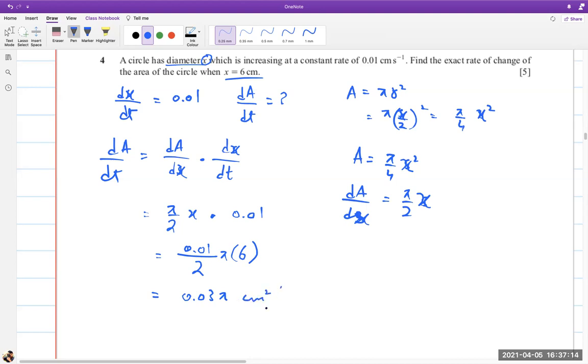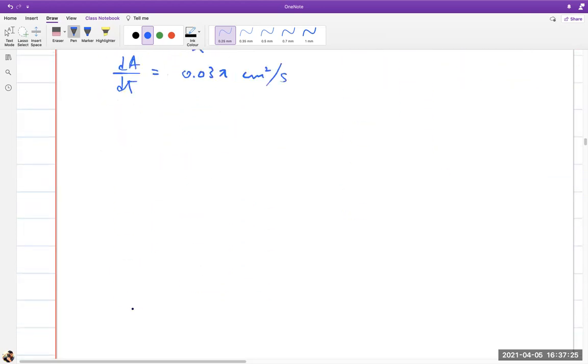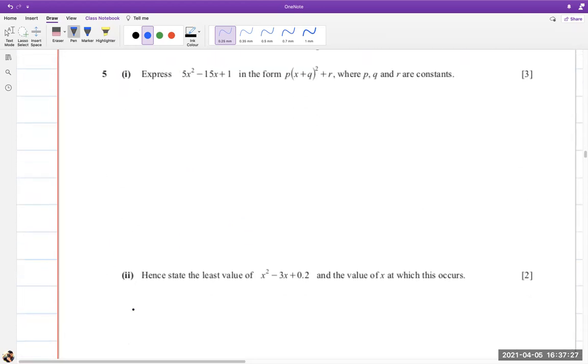centimeters squared per second, because it is dA by dt, area per unit time. So that's how we're getting it. Even if you don't write the unit, that's fine. All right, moving on. You just have to complete the square here.